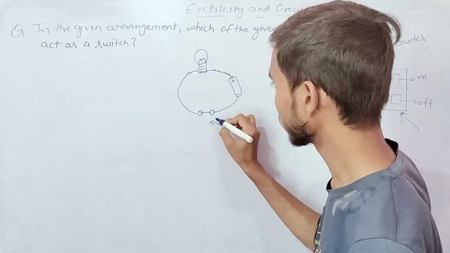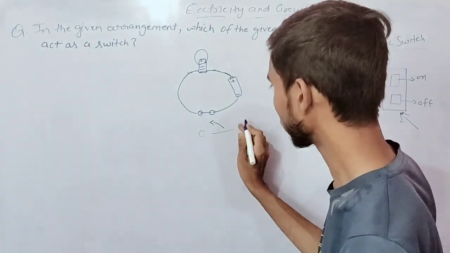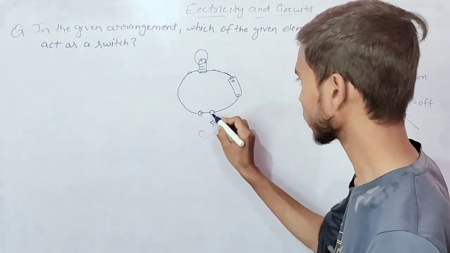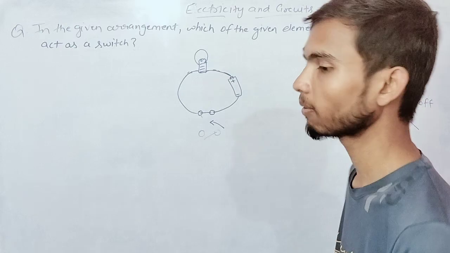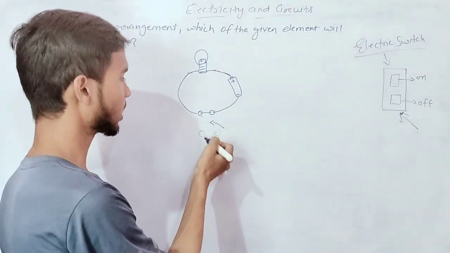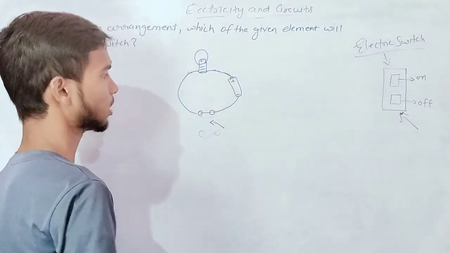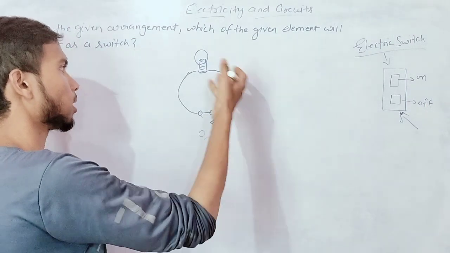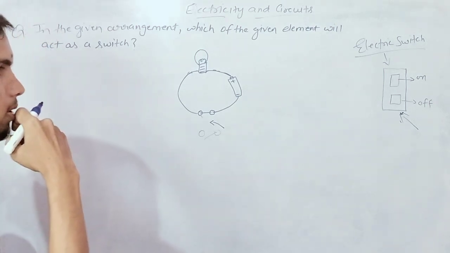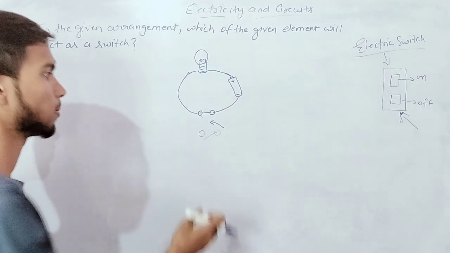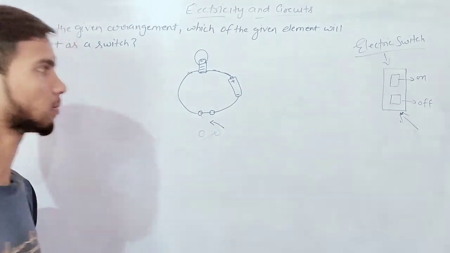We can remove this like that. We can remove this like that. So this is open and this is closed. So in this given arrangement, this pin is acting as a switch. Easily we can open this circuit from this pin. Easily we can complete this open electric circuit by removing this to here.